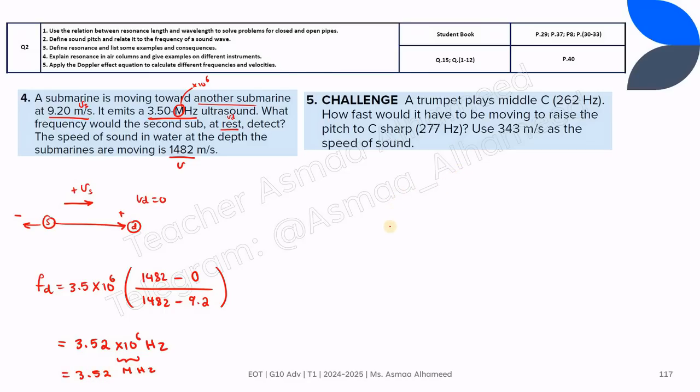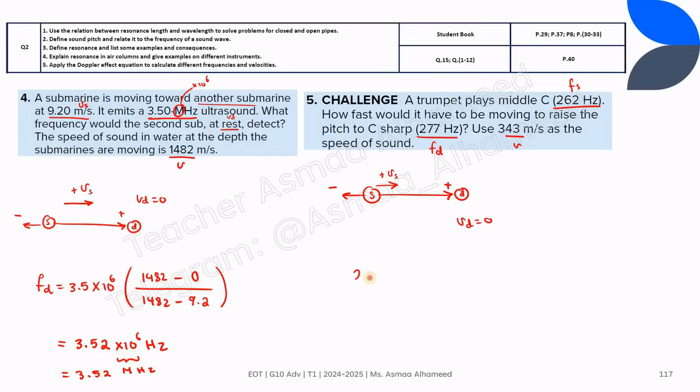Last question. A trumpet plays middle C, so this is the Fs. How fast would it have to be moving to raise the pitch? Raise the pitch as in, this is the frequency that you are hearing, and it should come towards you, and this is the speed. So we say that source to detector, this is positive and away is negative. Let's assume that you are not moving and the source should come to you because you are hearing a higher sound, so Vs should be positive.